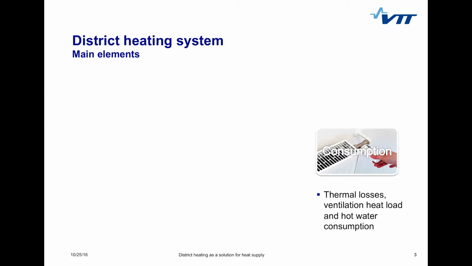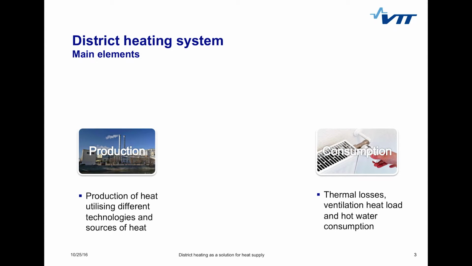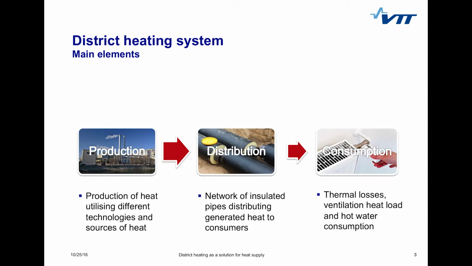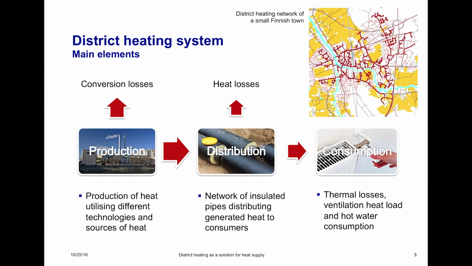So all buildings in cold climate require heating. This consumption of heat is due to thermal losses through the building envelope, ventilation heat load and domestic hot water. This consumption of heat needs to be satisfied by the source of heat. In district heating, the produced heat is distributed to the consumers through a network of insulated pipes. However, both conversion and distribution have losses. District heating networks often form numerous branches and loops as visible in this example network layout from a small Finnish town. District heat is sometimes referred to as a source of heat, but it's rather a technology for distributing the heat produced in the most efficient way possible.